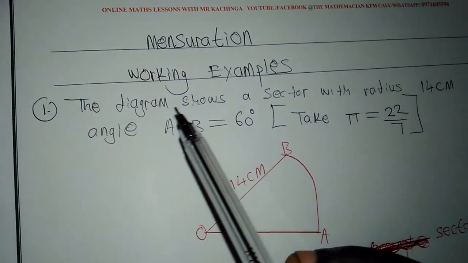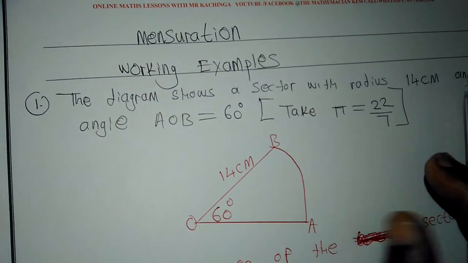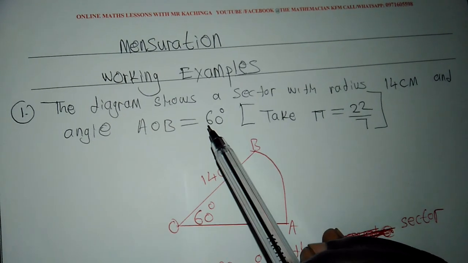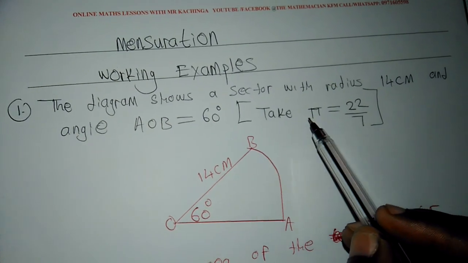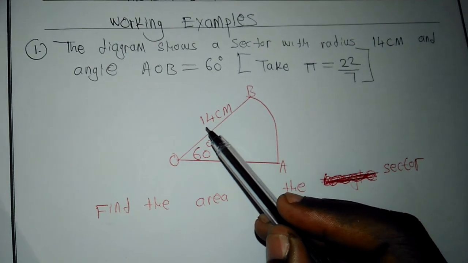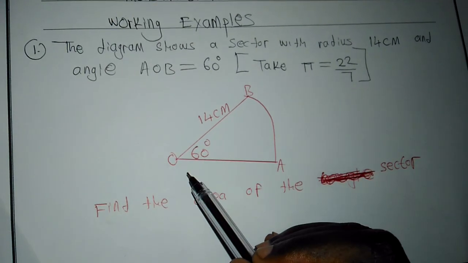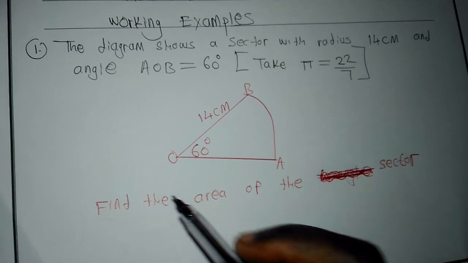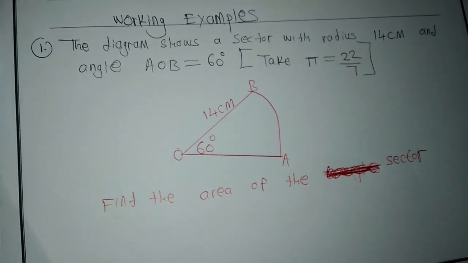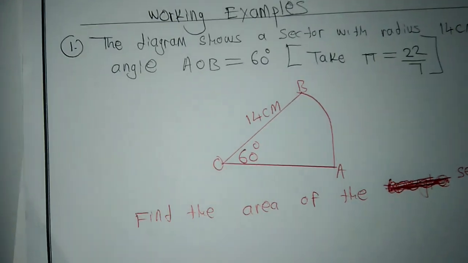The diagram below shows a sector with radius 14 centimeters and angle AOB equal to 60 degrees. Take pi to be 22 over 7. So this is 14 centimeters, then this is theta. They say find the area of the sector. So we have to find the area of the sector.